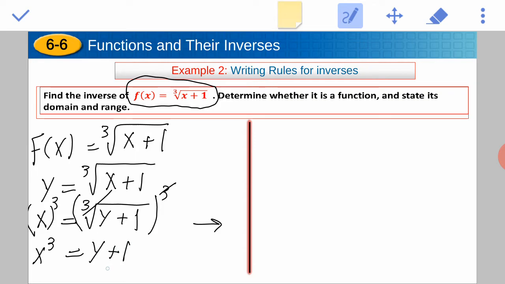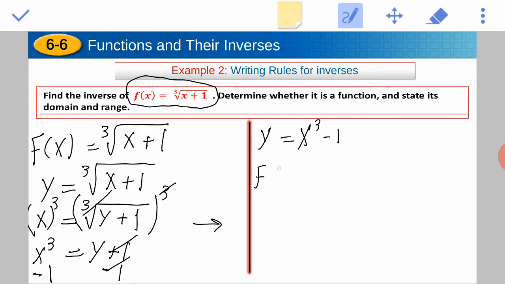Guys, one more step is left. We're trying to isolate the variable y, so minus 1 from both sides. Now we can cross out this plus 1 and this minus 1. So finally y is isolated and is equal to x cubed minus 1.